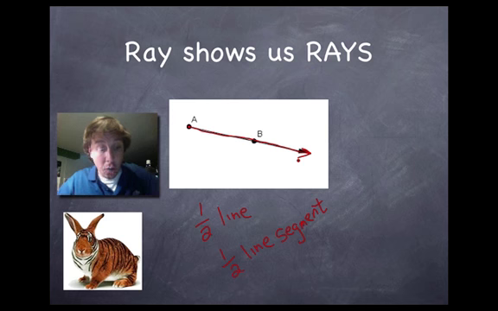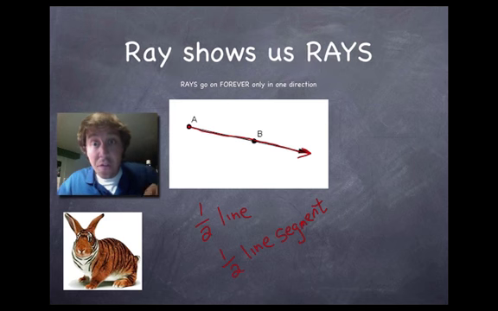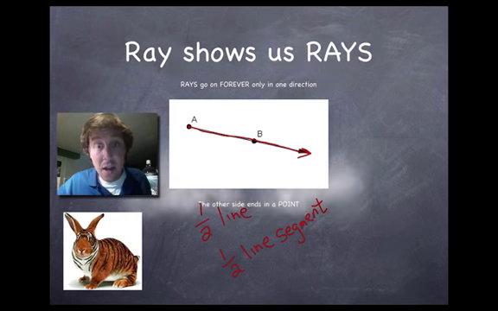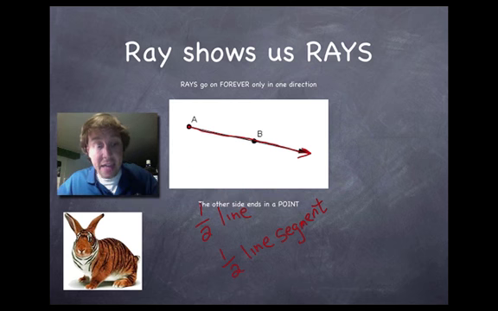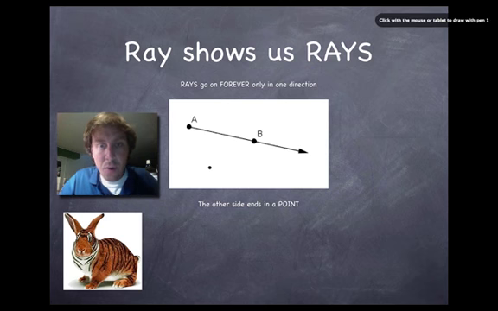It is a ray. Okay, so we're going to go ahead and add a couple of graphics here to help us. It goes on forever in one direction, just like we saw on the right-hand side there, and the other side ends in a point. Okay, so how would we write this ray? If we were going to label this ray, there's some confusion that even I have when I'm labeling rays, because really, if you look, I believe there's two rays here.